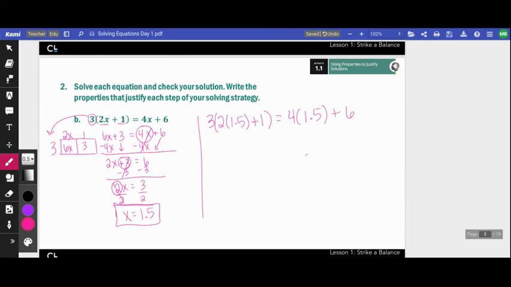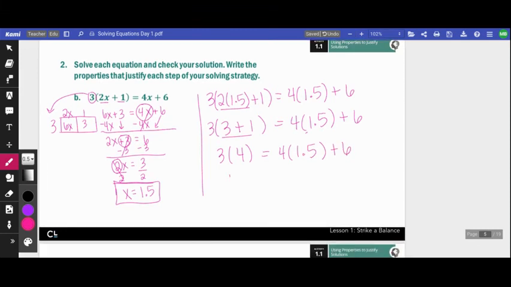So now we are doing order of operations, PEMDAS. I'm going to start with my parentheses on the left-hand side. 2 times 1.5 is 3. So I have 3 times 3 plus 1 is equal to 4 times 1.5 plus 6. Okay, further simplifying, inside the parentheses, 3 plus 1 is 4. So 3 times 4 is equal to 4 times 1.5 plus 6.